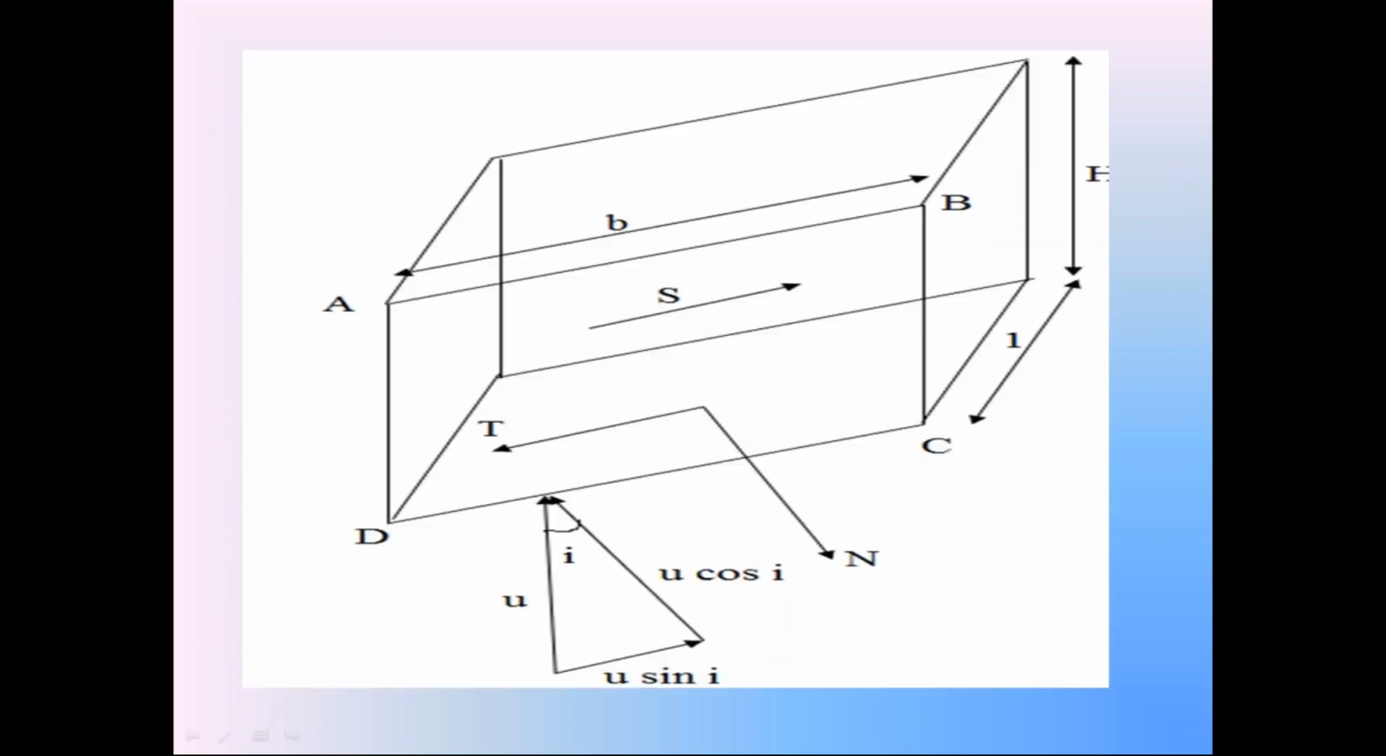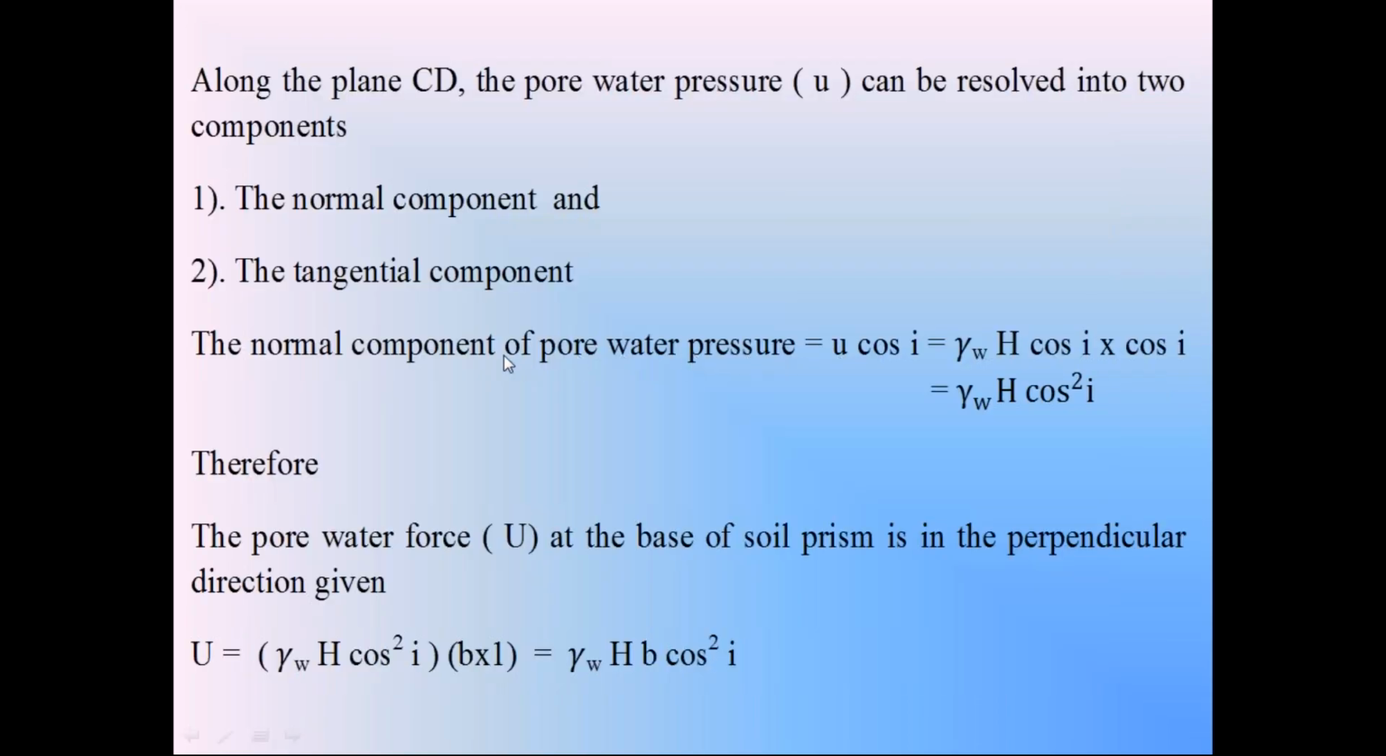The normal component is U cos i. This is the normal component of pore water pressure, not the force. That is equal to U cos i. U value is gamma W into H cos i, into cos i. So this normal component of pore water pressure is equal to gamma W H into cos square i. This normal component is acting on the surface CD.